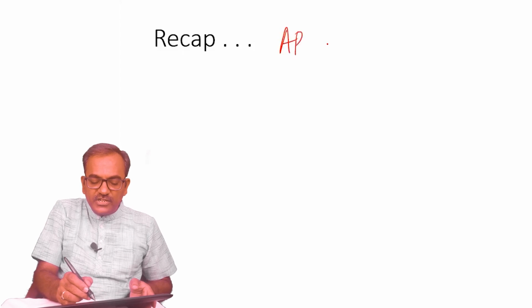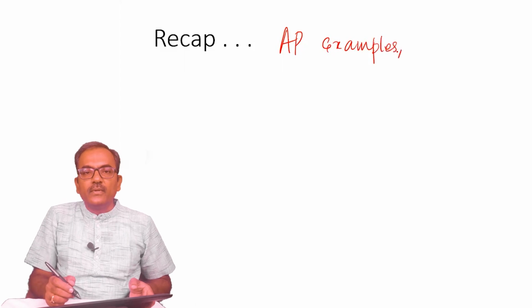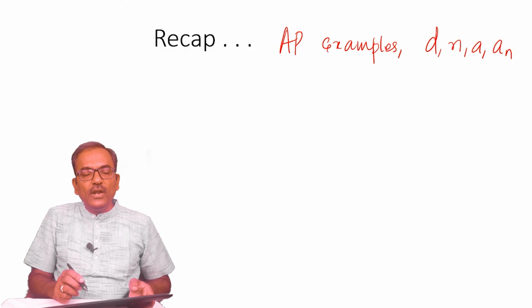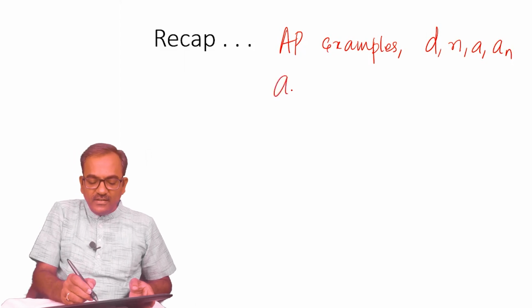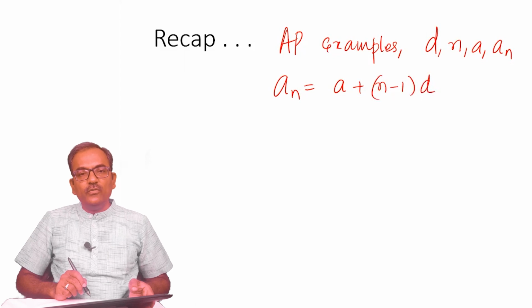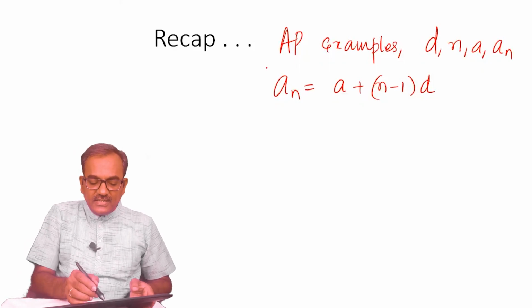Whatever we have studied in the last class, we studied about arithmetic progressions, examples for that, and then the d, n, a and an factors and the formula that links all the four, that is an is equal to a plus n minus 1 times d. We also tried to solve a few problems based on this formula. Now let us continue with a few more problems based on the same idea.